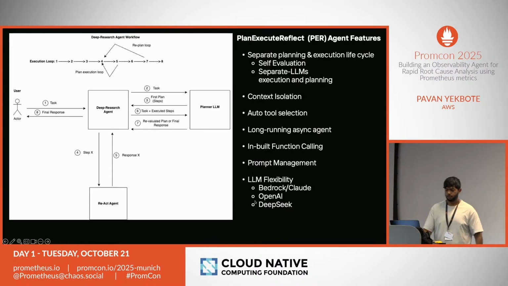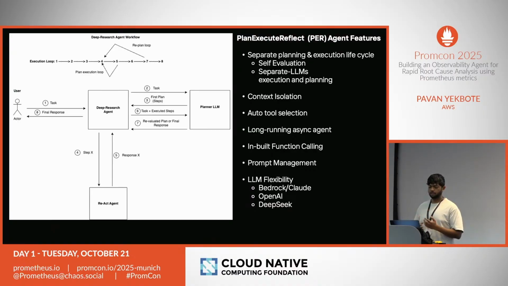So yeah, that was the demo, and I would like to get a little bit deeper into what the plan execute reflect agent itself is, right? I know I just used it just now, but it's a smart agent that has two phases. It has a planning phase and it has an execution phase. It performs self-evaluation. It allows you to have separate LLMs for planning, separate LLMs for execution, allows you to control your cost structures, right? You can pick a stronger, faster model for planning. You can maybe pick a cheaper model for execution. It performs context isolation, auto tool selection.